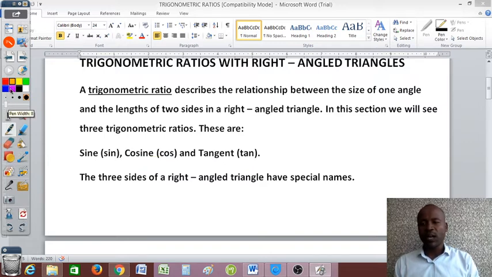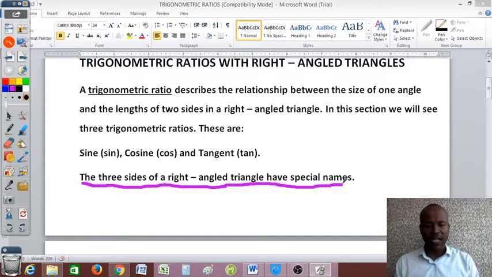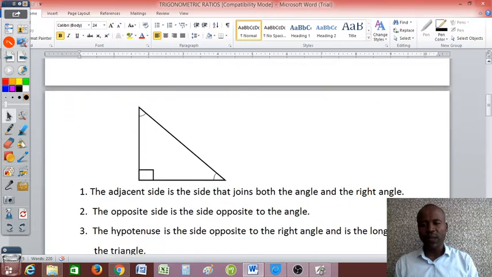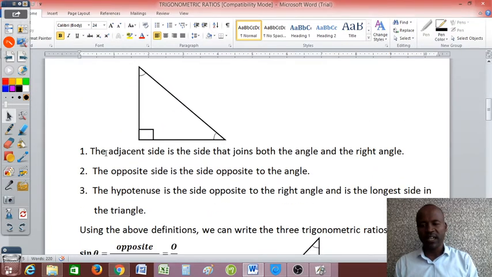Alright, as you can see here, it says the three sides of a right-angled triangle have special names. As I said, we have defined a right-angled triangle. In a given right-angled triangle, we have three angles and three sides. But in trigonometric ratios, these three sides have their own special names. What are these special names given for these three sides of a right-angled triangle? They are as follows.